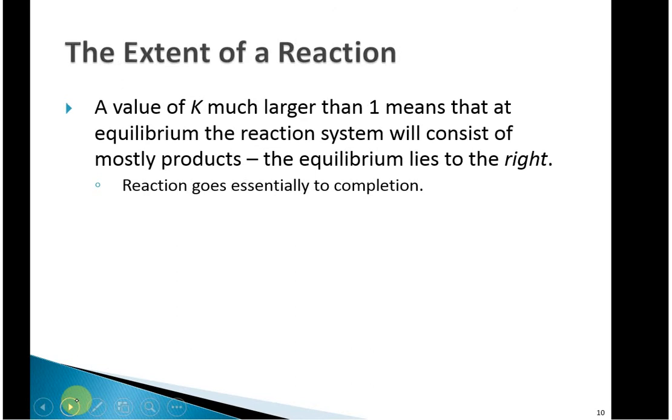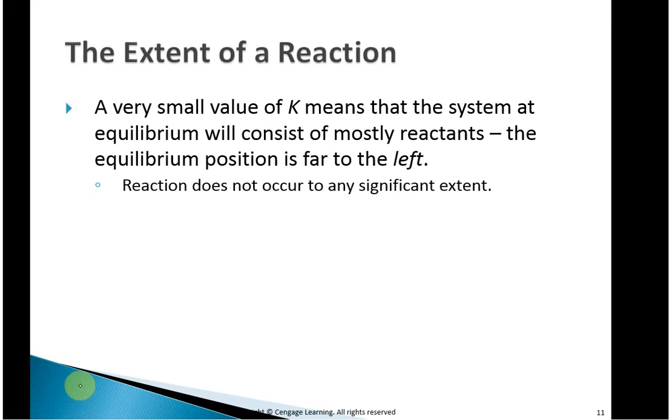So a value of K larger than 1 means that the reaction system is going to have mostly products once it reaches equilibrium. We also occasionally say that it lies to the right. You could also consider it that the reaction is basically happening to completion. You're making a lot of products. If you have a small K, meaning smaller than 1, the flask is going to have primarily reactants. It is going to have an equilibrium position to the left, and the reaction doesn't really happen very much.